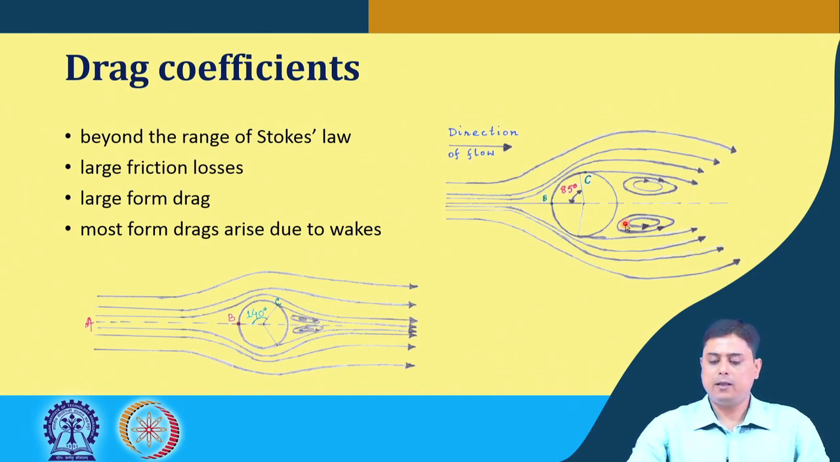So we can understand the applicability of Stokes law, and the reason for it: in these cases flow separation happens and you get larger frictional loss and larger form drag. We have seen both examples, laminar as well as turbulent flow conditions. So this would be the end of this lecture.